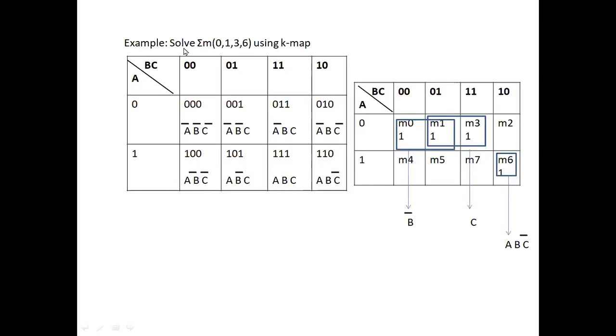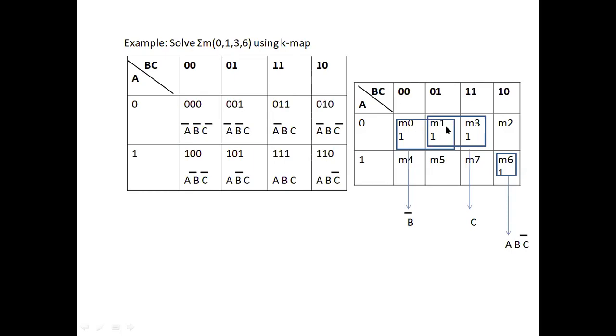Here is an example. Solve sigma m of 0, 1, 3, 6 using K-map. So first you have to write the K-map and then mark wherever the minterm has given as 1. So here the minterms given are 0, 1, 3, 6. These are the minterms that are given.